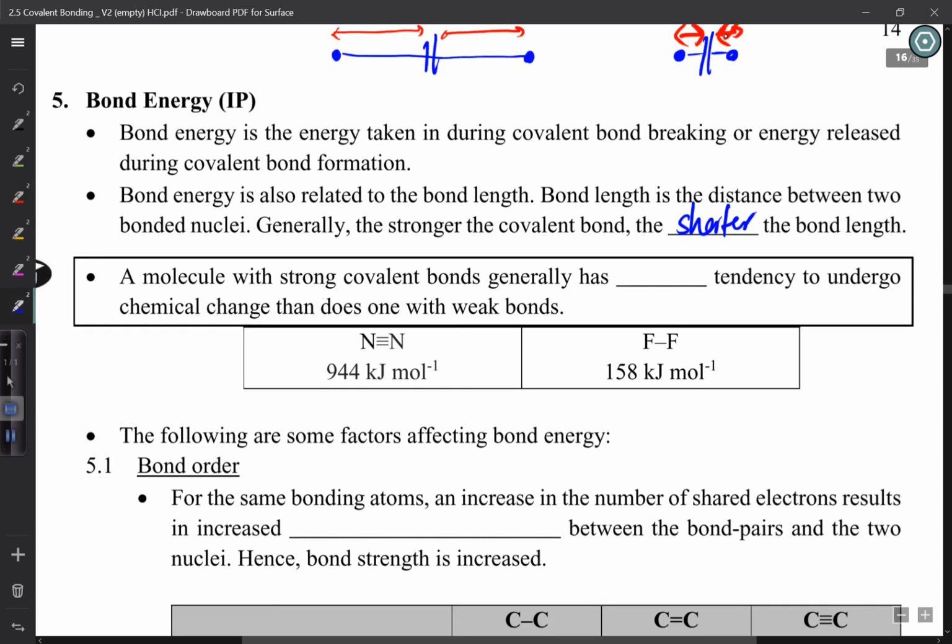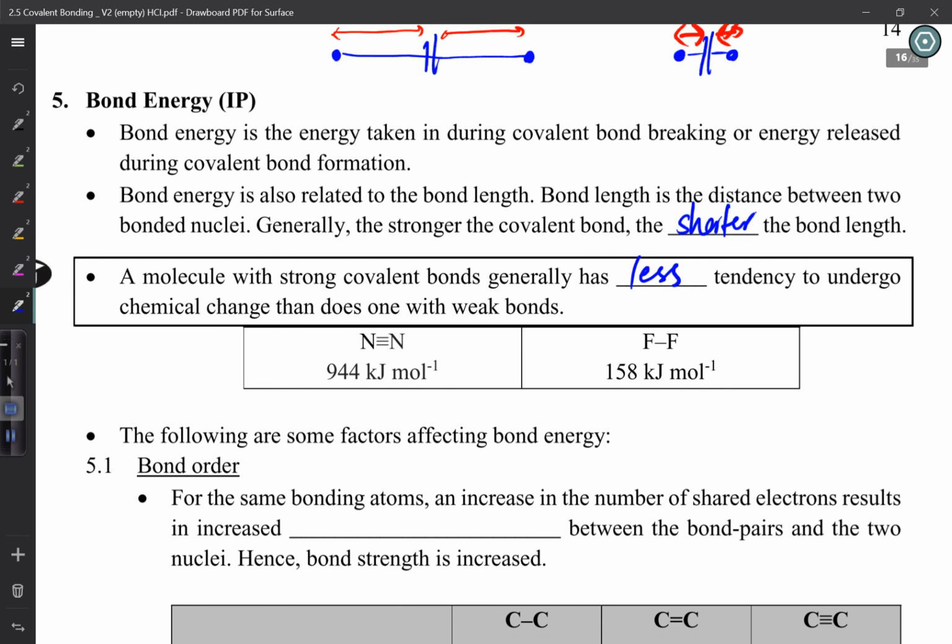So this also means that a molecule with strong covalent bonds generally has less tendency to undergo chemical change than does one with weak bonds. Quite obvious. Because if the bond is weak, you do not really have to supply a lot of energy. Sometimes room temperature is enough for you to do it.